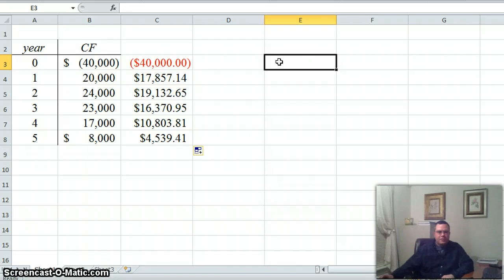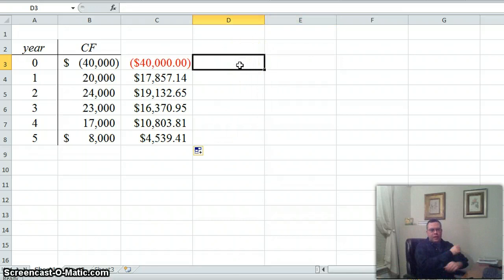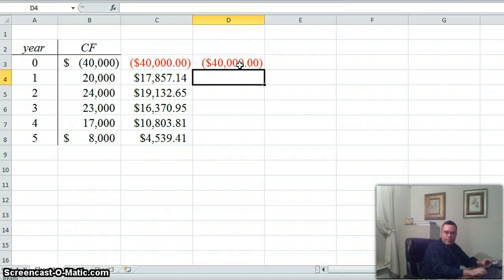But let's go ahead and finish up the problem since I started it. I want you to understand what it is, basically. So we're going to do the same thing we did prior. We're going to add the cash flows up as they go.